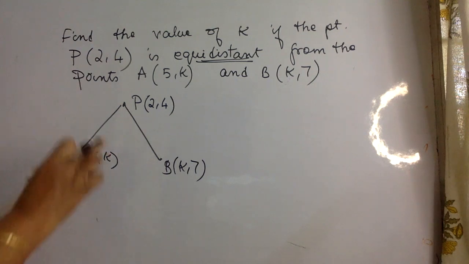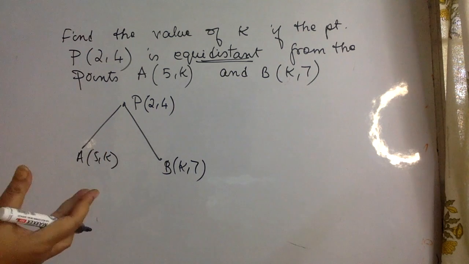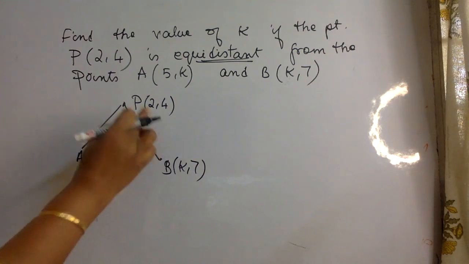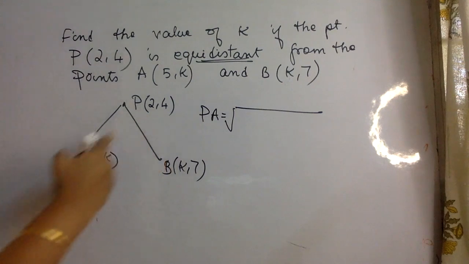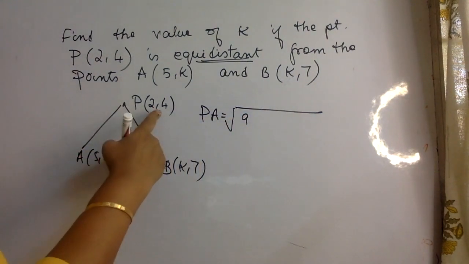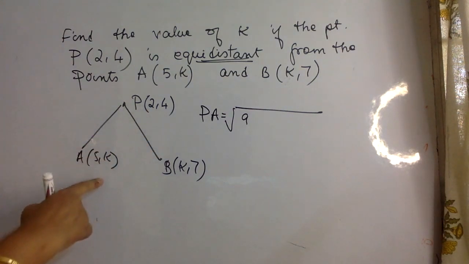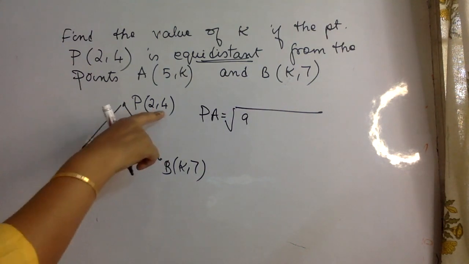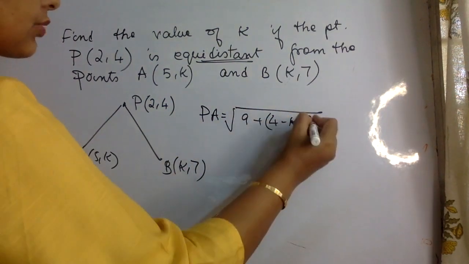Now what we'll do, we will just use the distance formula and equate the two distances. So PA is equal to 2 minus 5, that is minus 3 squared, that is 9, plus 4 minus k. Remember, the direction has to be kept the same. So I did 2 minus 5, so I did 4 minus k, plus 4 minus k squared.